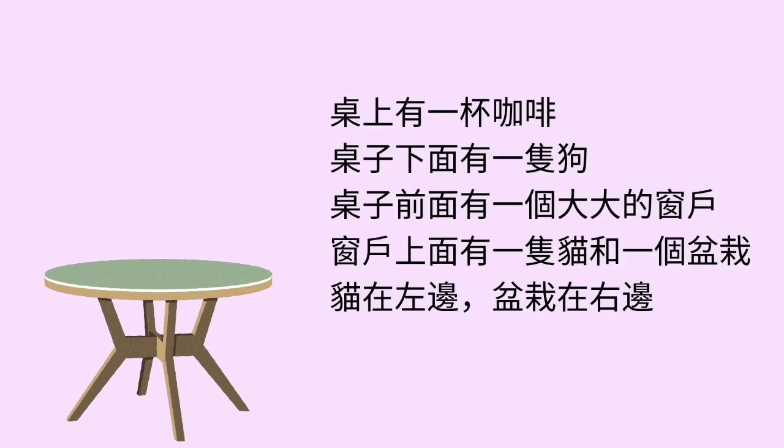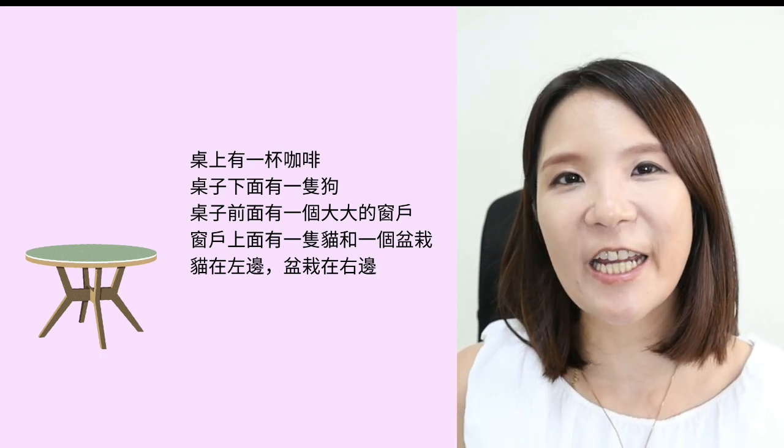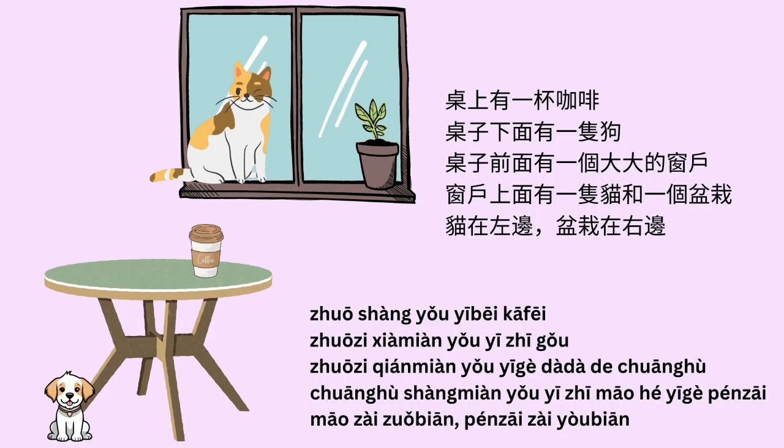Did you get it? Alright, so now look at the answer again with the text and listen to my Chinese again. 桌上有一杯咖啡。There's a coffee on the table, right? 桌子下面有一只狗。There's a dog under the desk.